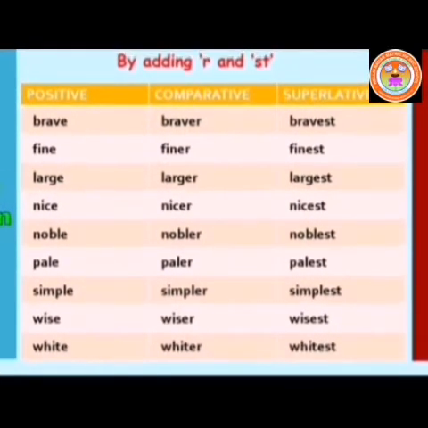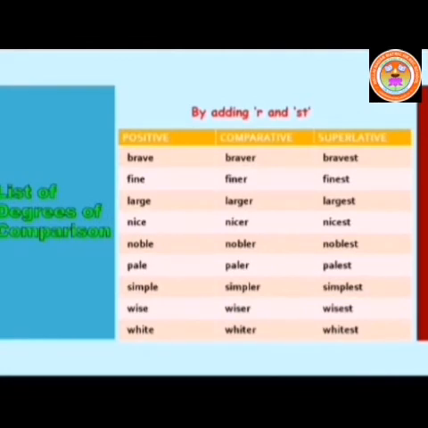See here, brave, already e is there in the adjective word. So in this case we are just adding r alone. Brave, r, braver. It becomes the comparative form. Then in the superlative form, st. Brave, st, bravest. Fine, finer, finest. Large, larger, largest. Nice, nicer, nicest. Noble, nobler, noblest. Pale, paler, palest. Simple, simpler, simplest. Wise, wiser, wisest. White, whiter, whitest. So this is one sort of thing.